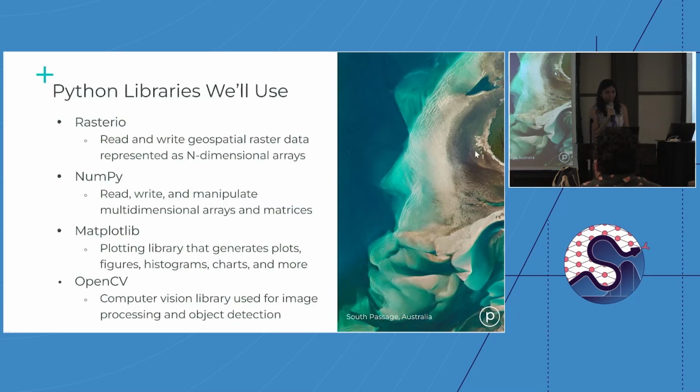And then also Python libraries. We've got rasterio, used to read and write geospatial data represented as arrays. Then we also have numpy, which works well because it also works with arrays. Matplotlib is used to plot data, generate charts, and then OpenCV is a computer vision library used for image processing. Anyone worked with these before? Yeah, nice. Awesome.